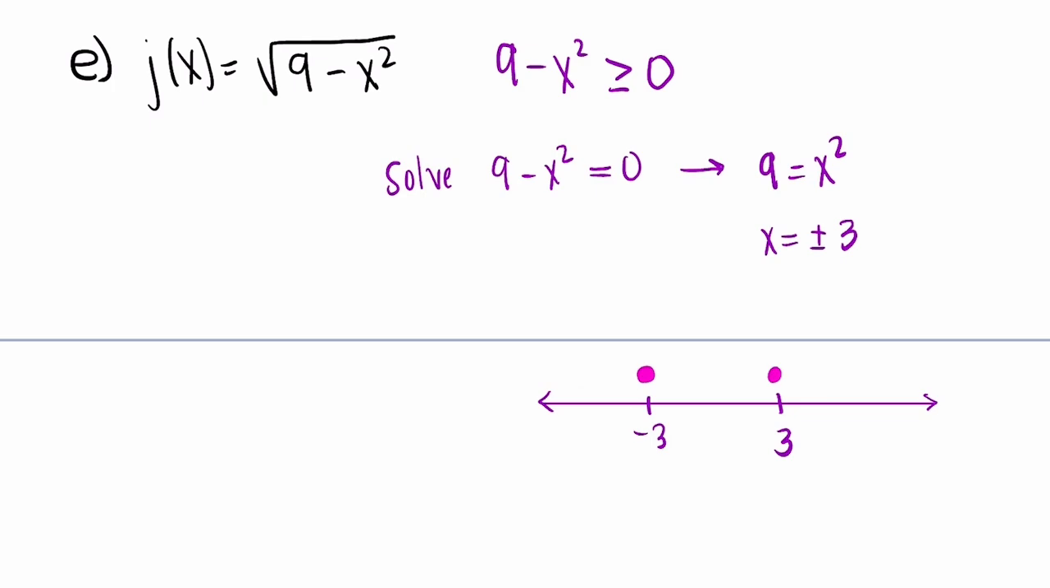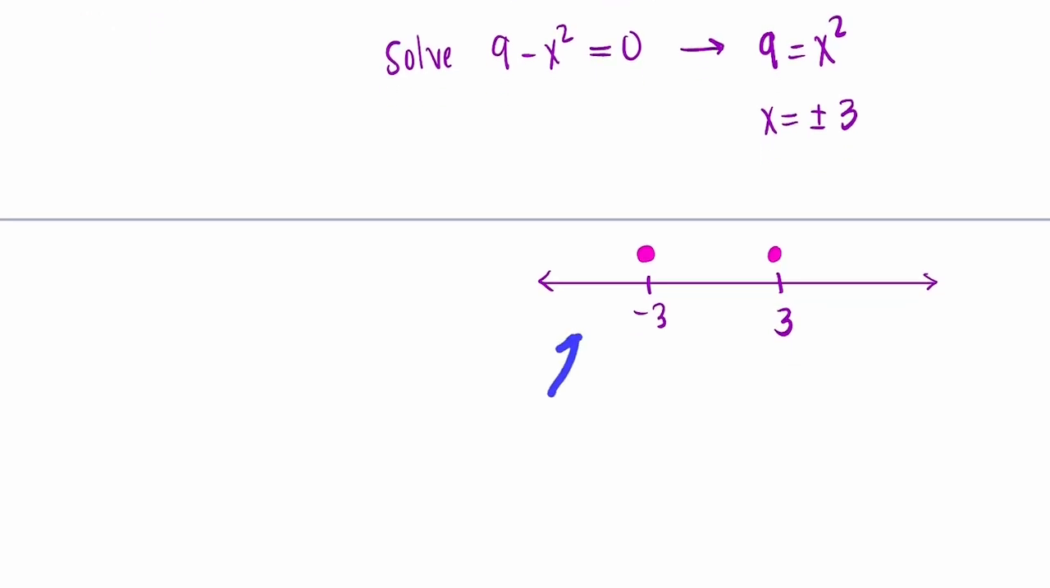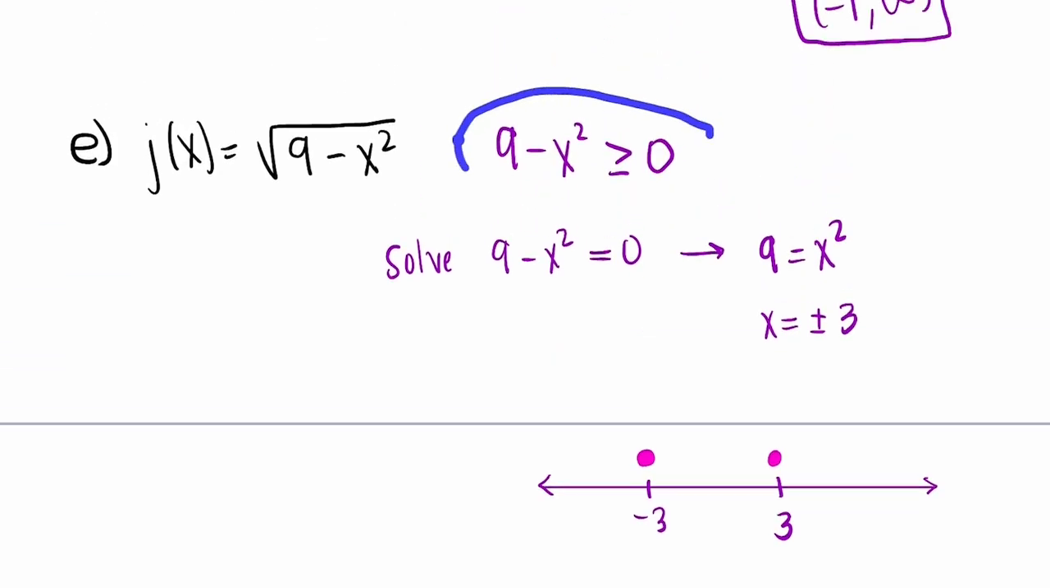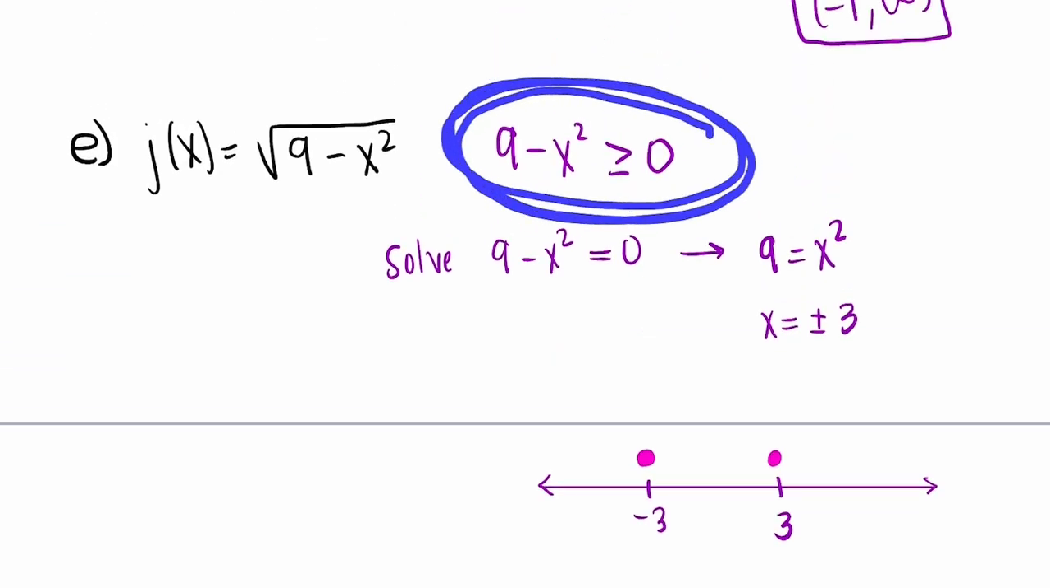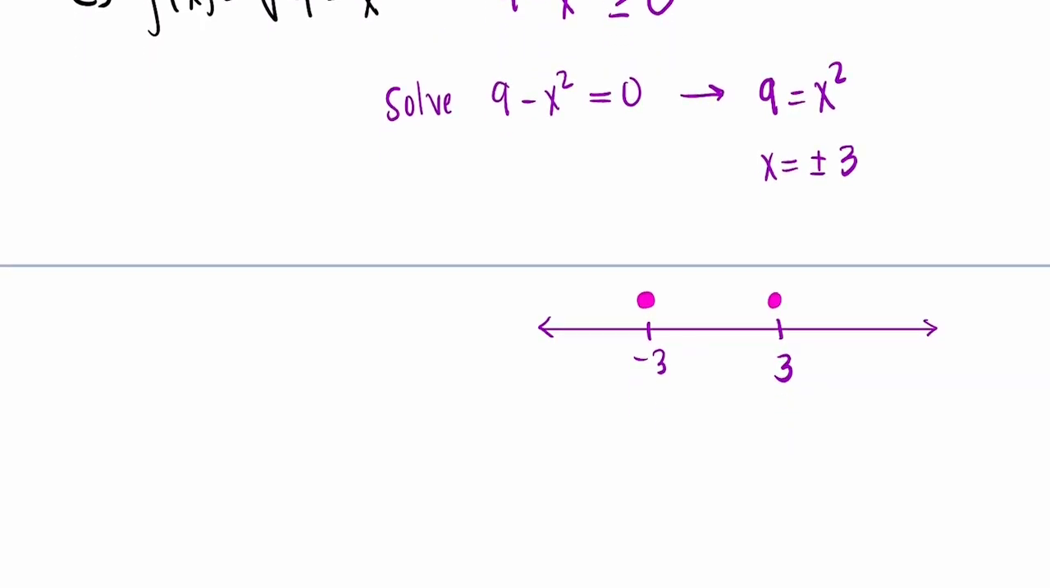So what I'm going to do is choose a number in each of these sections, plug it into my inequality, and make sure that this inequality is true. So what is a number that's less than negative 3? Negative 4. So negative 4 is simple. Let's plug in a negative 4. Negative 4 is right here. 9 minus negative 4 squared.